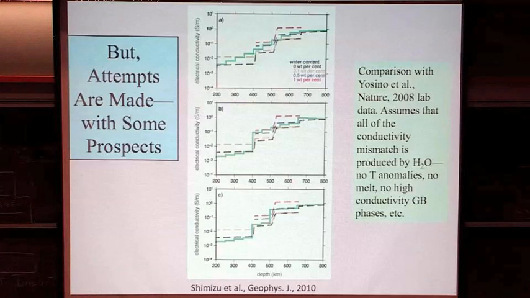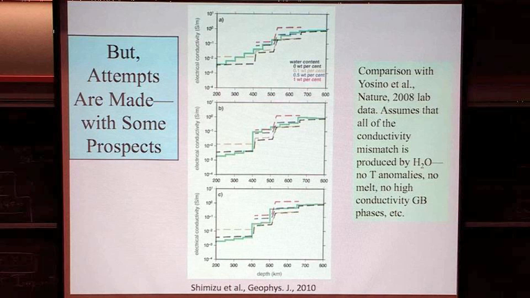But people have made good faith attempts to interpret those North Pacific data in terms of the water content of the slab. They've taken data on hydrous wadsleyite and hydrous ringwoodite at high pressure-temperature conditions, and looked at the anhydrous conductivity of materials. The three models for the conductivity under the North Pacific are shown in these three panels in green.